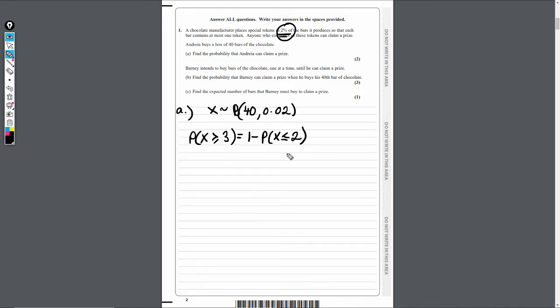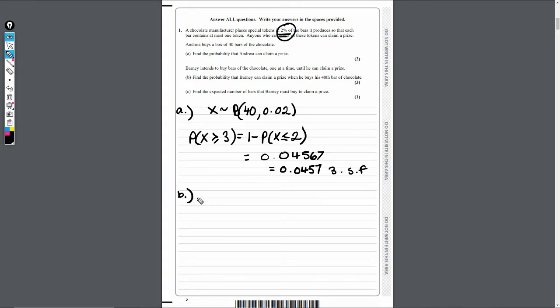So plugging this into your graphical calculator, or just using the tables, whichever you prefer, what you're going to get here is 0.04567, which to 3 significant figures will be 0.0457. Okay, so it's 3 significant figures there. I don't know why I did that equals there, so just ignore that. So that's part A done. That's the first 2 marks. Let's have a look at part B.